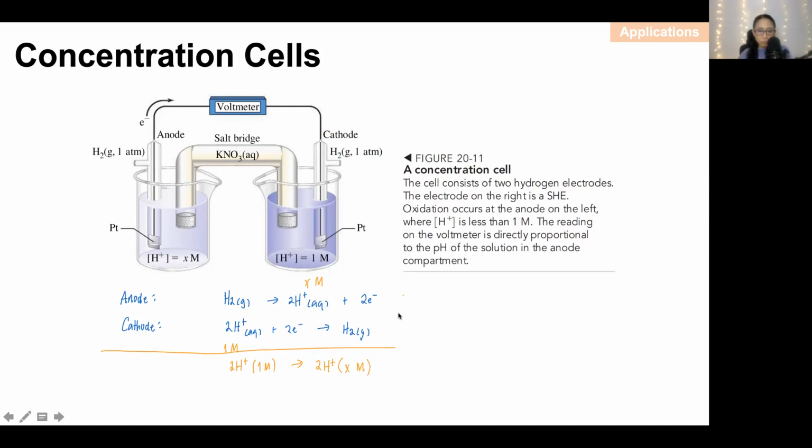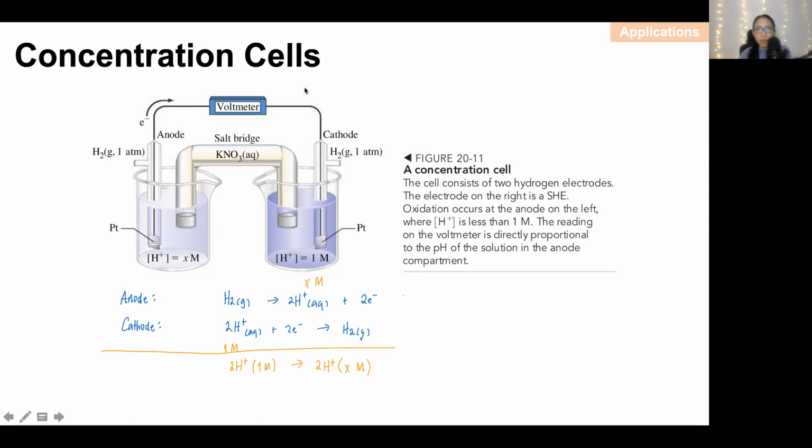So, parang ang effect niya, class, is dilution of the electrode with the higher concentration and an increase in the concentration of the other. So, ang mangyayari dito is bababa yung concentration ng hydrogen ions mo sa cathode, tataas yung concentration ng hydrogen ions mo sa anode until they become equal. So essentially, para ka lang naghalo ng dalawang solutions ng hydrogen ions. That's the overall effect of a concentration cell.